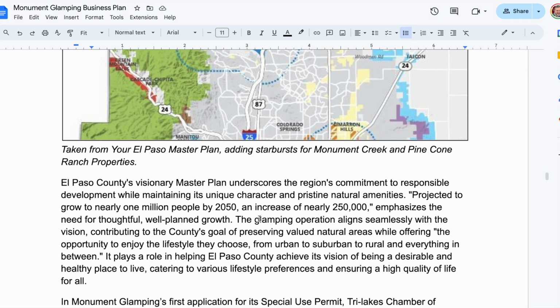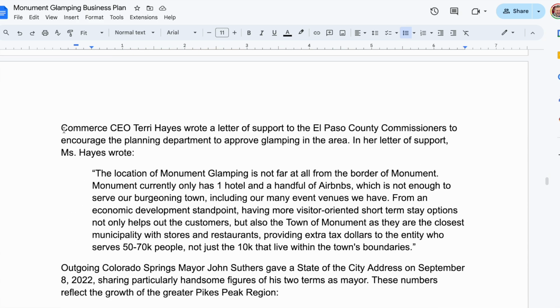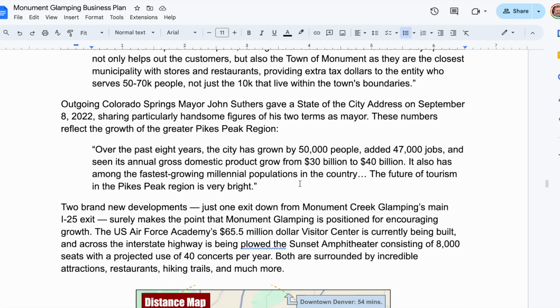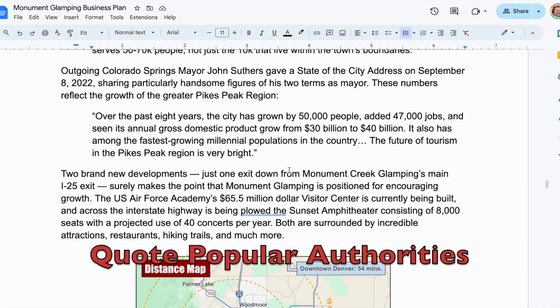And I revised. I'm still talking here about another one. I'm talking myself up. Terry Hayes from the Chamber of Commerce wrote a letter to the El Paso County Commissioners, and I quote from her. Now, she wrote this herself. She toured my place and wanted to write it herself. I didn't tell her what to write. And I quote some people in the area, like John Suthers, who used to be the mayor of Colorado Springs. I just quoted from his State of the City address, because we're so close to Colorado Springs and how much he values tourism.